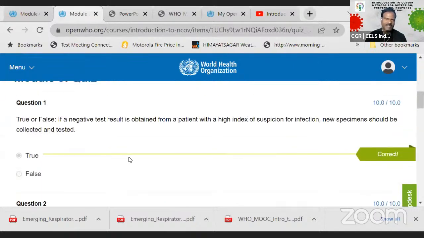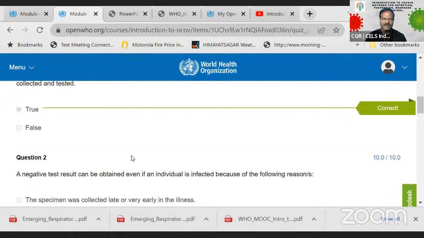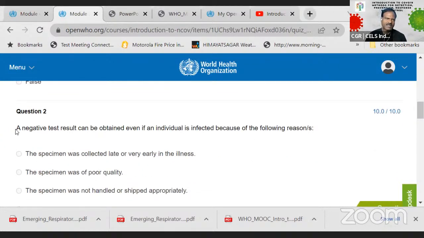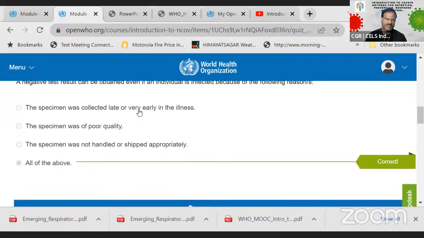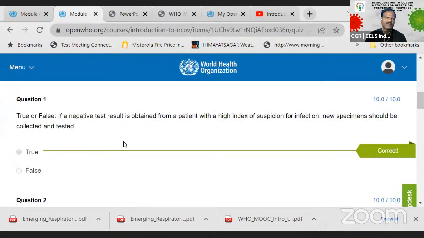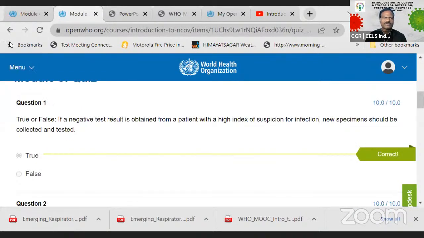Because if the sample is not collected properly, or it is sent for testing late, a negative test result could be obtained even if an individual is infected. All the 3 reasons above, as I just said: poor quality, or very early in the illness, and it was not handled properly. That's all. If you attempt these two, this piece is over.